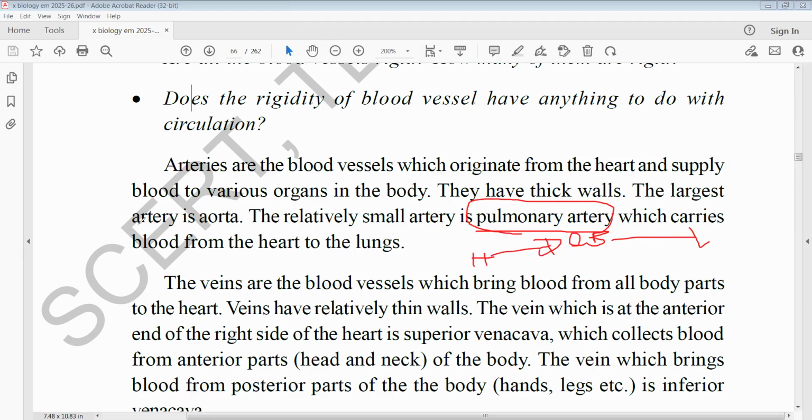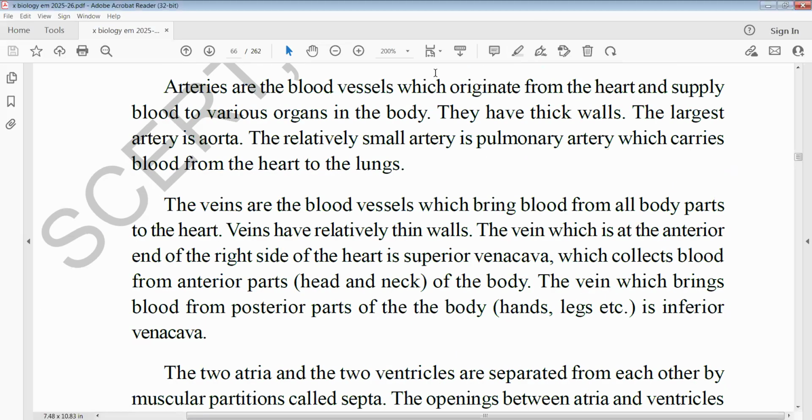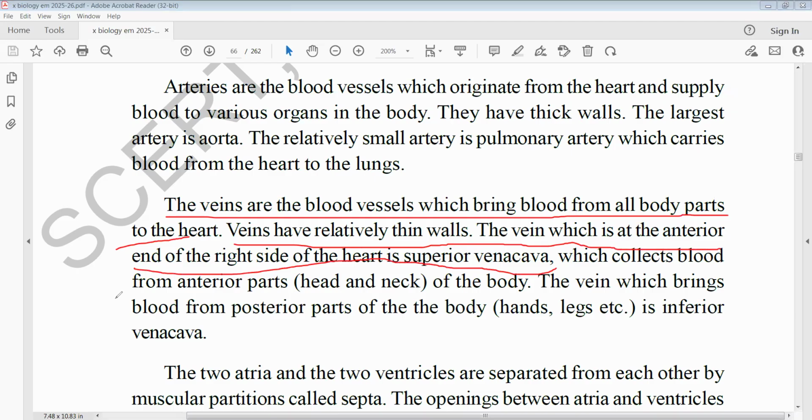Arteries have thick walls and less lumen. Next, veins. Veins are the blood vessels which bring blood from body parts to the heart. Veins have relatively thin walls. The vein at the anterior end of the right side of the heart is the superior vena cava, which collects blood from the anterior parts, head and neck. The vein which brings blood from the posterior parts of the body, hands and legs, is the inferior vena cava.